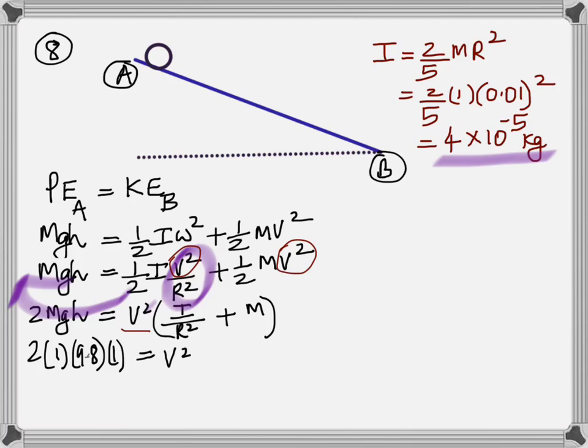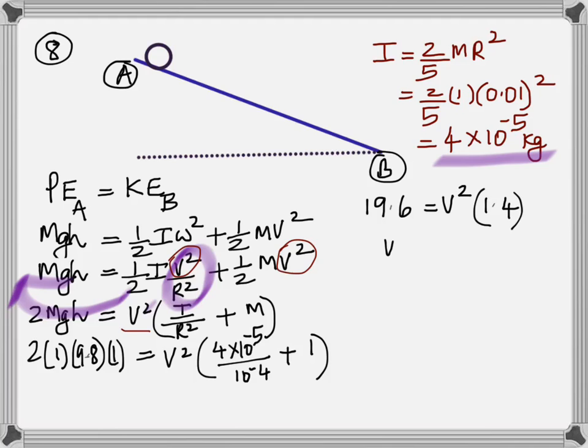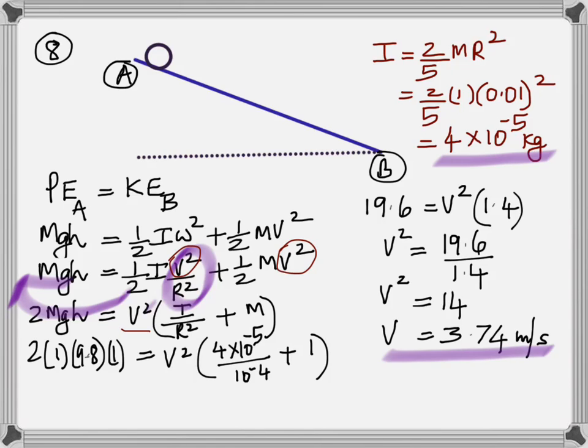And then I plugged in the numbers. Simple math, take the square root of 14 and you get 3.74 meter per second. Once again, note that this is 0.01 squared, okay? 10 to the negative 2. That's why it's 10 to the negative 4. It's radius squared.